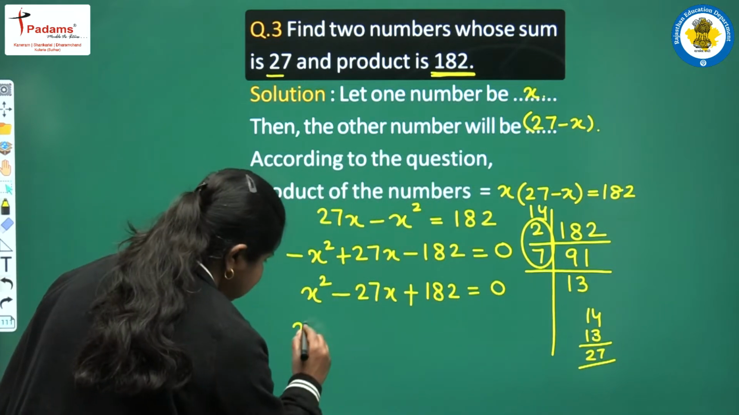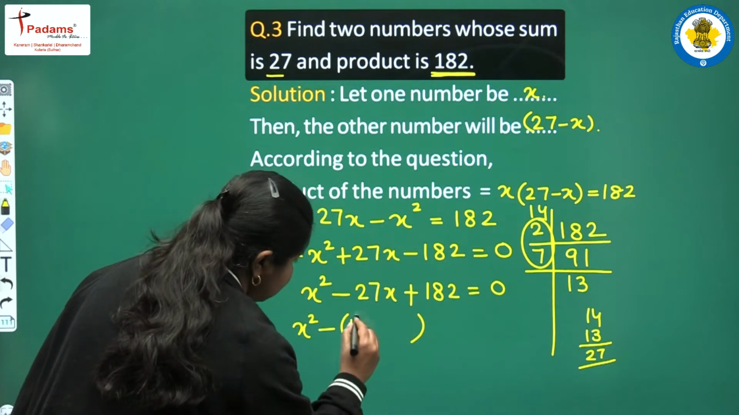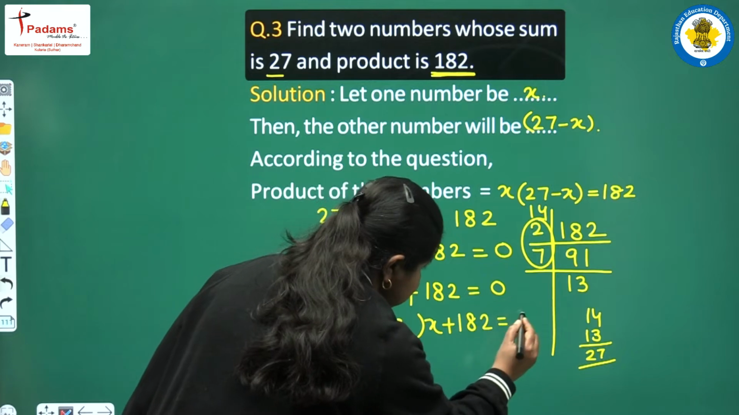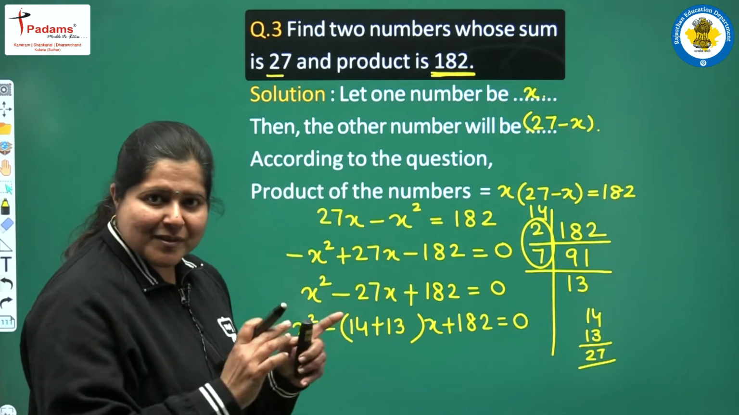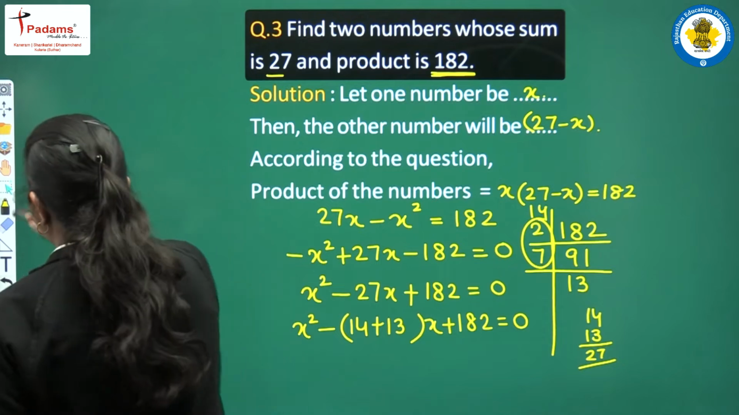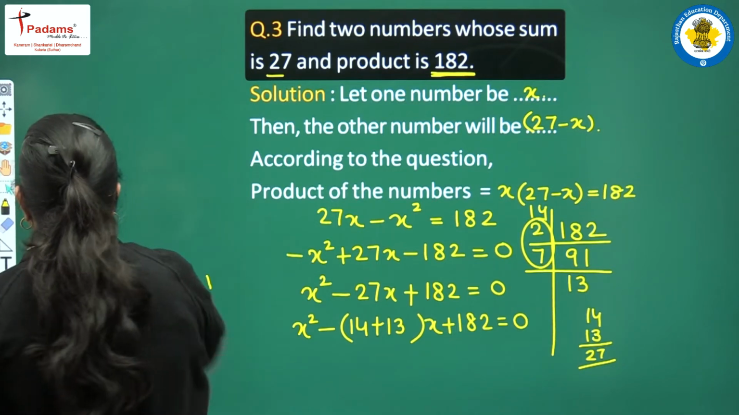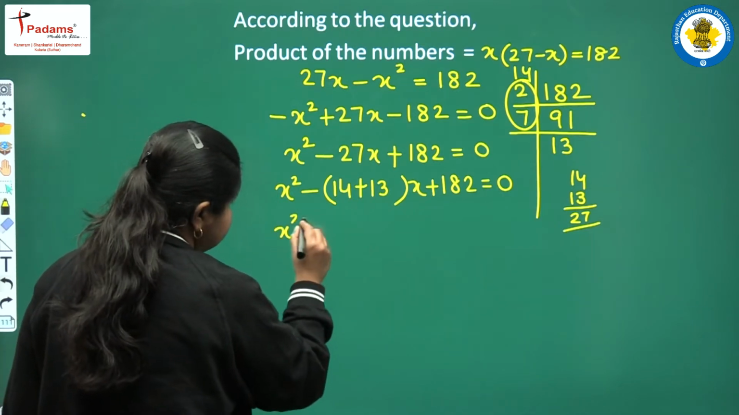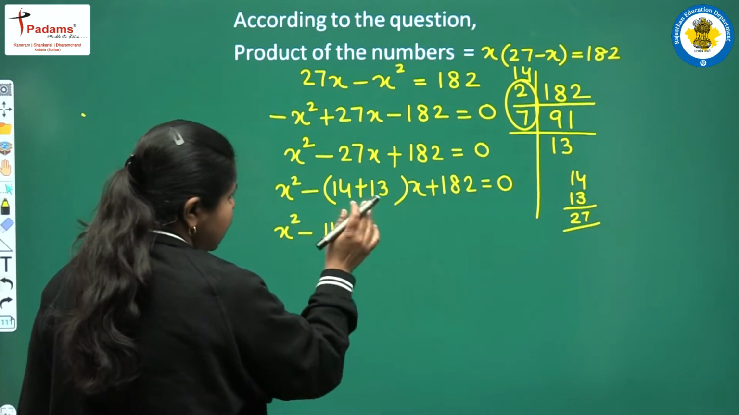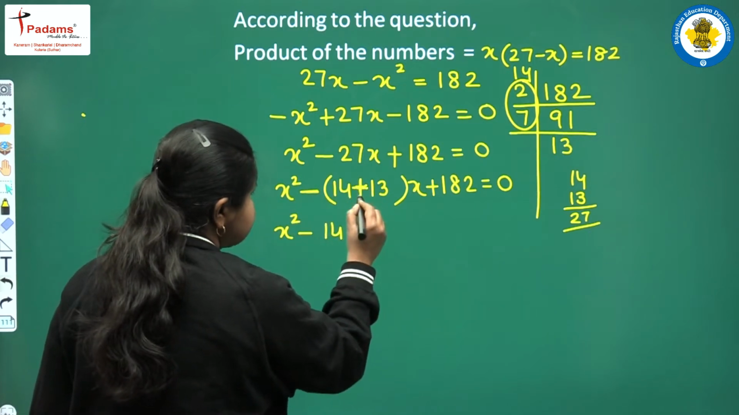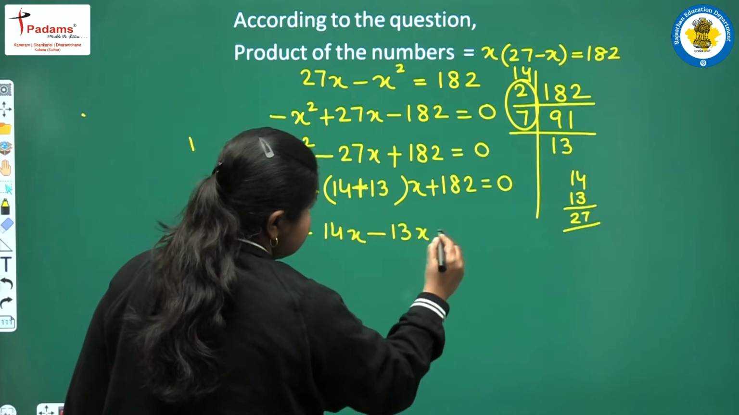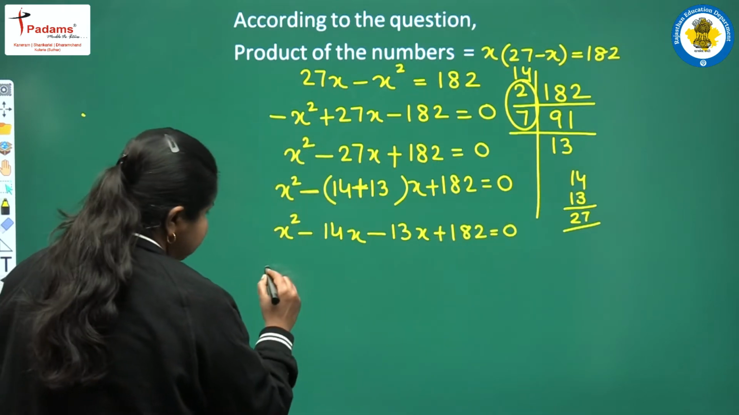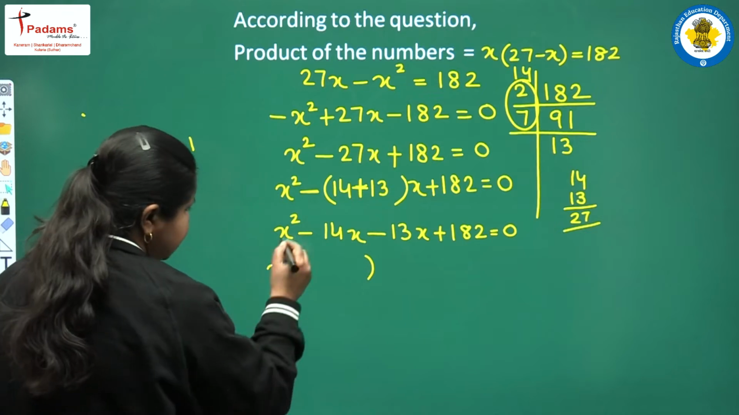Now we can easily write x square minus 14 plus 13 x plus 182 equal to 0. ठीक है, हमने मिडिल टर्म को स्प्लिट कर दिया है. 27 has been written as 14 plus 13. Next, it can be solved: x square minus 14x. यहाँ हम ब्रैकेट को खोल रहे हैं और आप देखिए माइनस इंटू प्लस, this will be minus 13x plus 182 equal to 0.